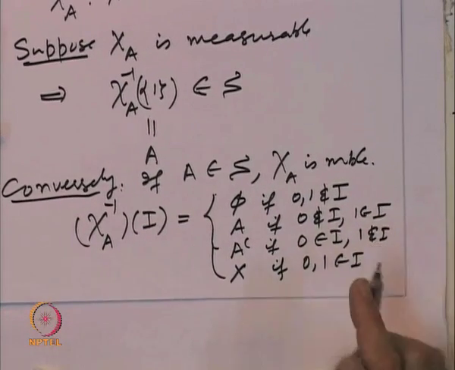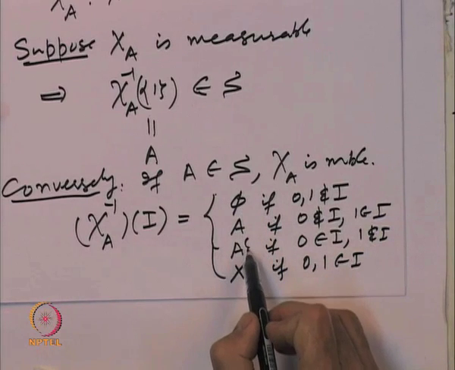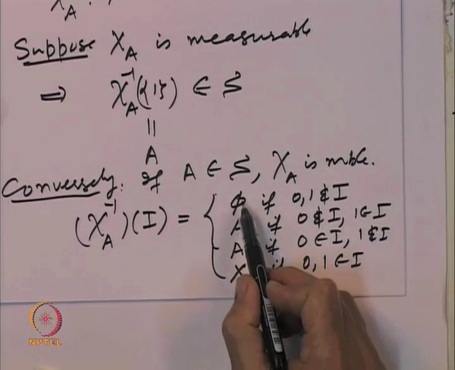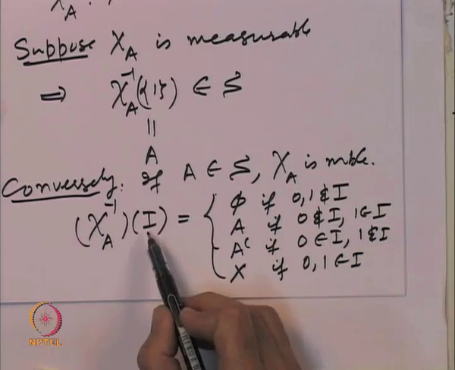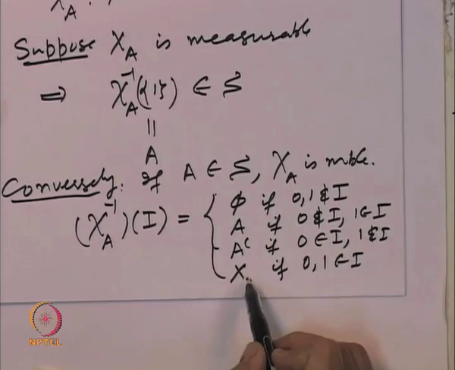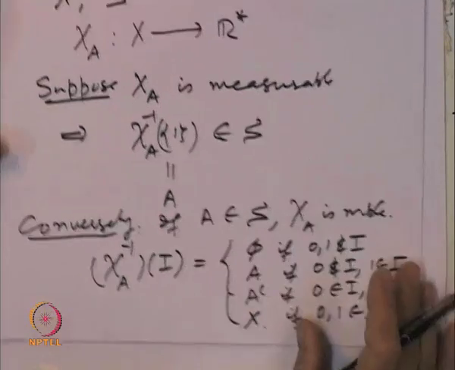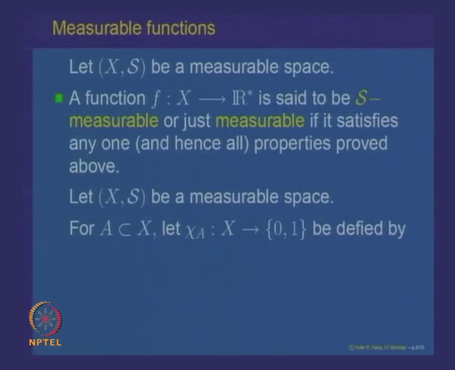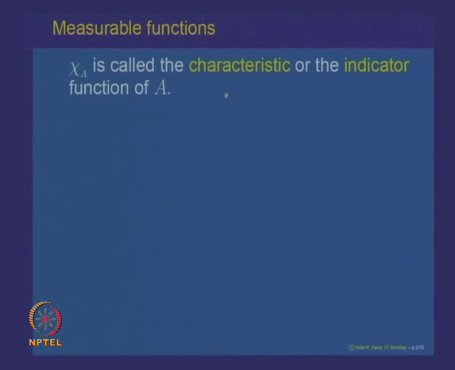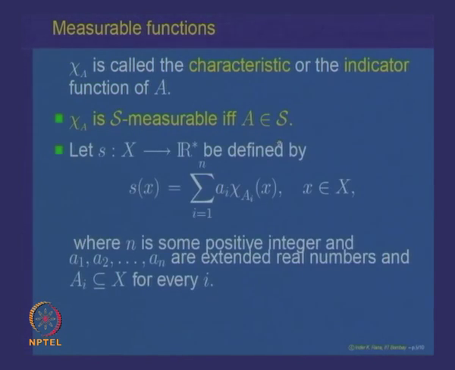So, in either case, it is either the empty set or the set A or A complement or X, and all of these are elements of the sigma algebra S. So, inverse images of every interval are in S. So, hence the indicator function is a measurable function. So, what we have shown is that the indicator function, which is defined as 1 if x belongs to A and 0 if x does not belong to A, the characteristic function, is measurable if and only if the set A belongs to S. So, this is the simplest example of a measurable function.